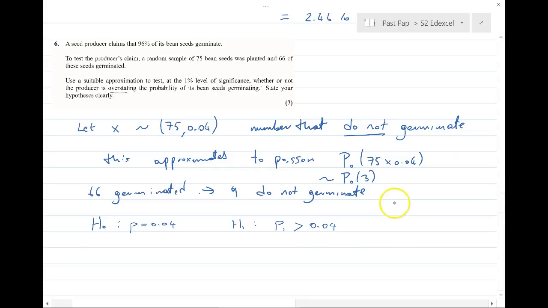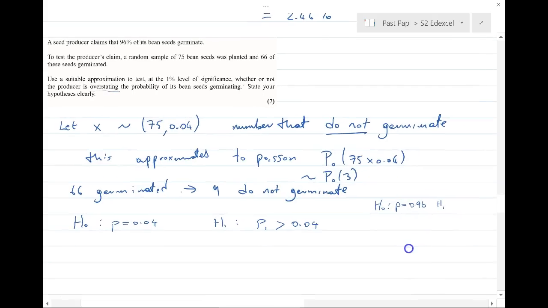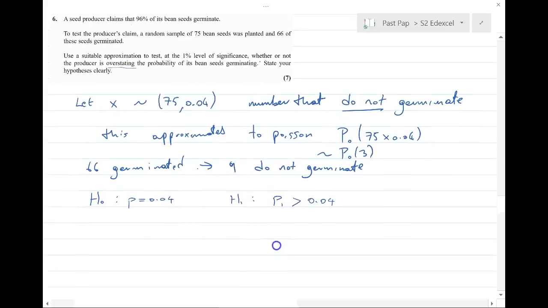Okay, you might prefer, and in some ways it's perhaps a purer way of going about it, to write H0: p equals 0.96 and H1: p is less than 0.96, which is also obviously equivalent and acceptable as an answer. I tend to use this because it's closer to what we're actually testing when we come to it, but in fact we're using Poisson anyway.